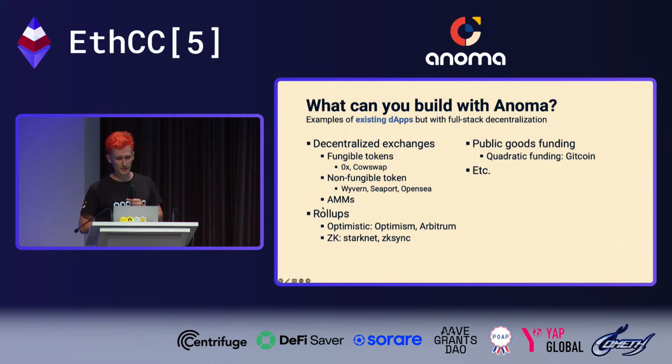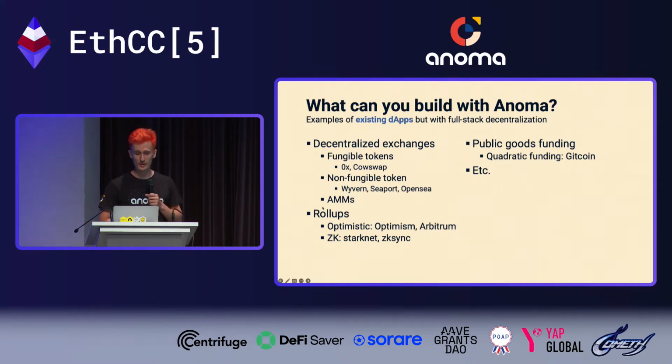So what can you build with Anoma? You can build existing dApps with full stack decentralization. Something like a fungible token swap, 0x or CowSwap works really well. The really nice thing is Anoma as an architecture comes with programmable batching as well. So you can temporarily encrypt these signed messages, store them on chain, and then after 10 blocks we now have a batch of these signed messages, and at the same time decrypt them, and then run the CowSwap solver algorithms over this.